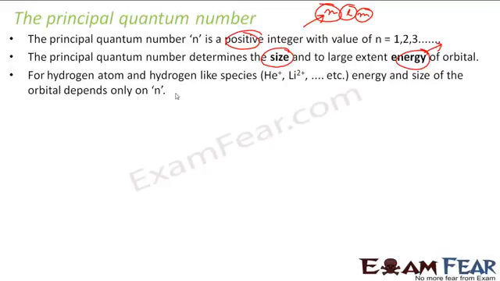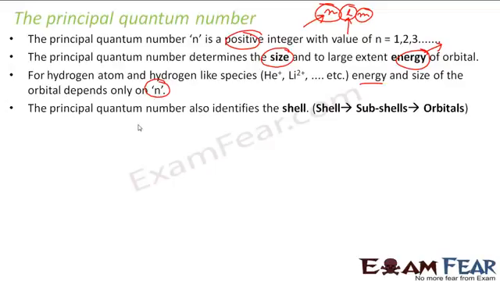For hydrogen and hydrogen-like species, energy and size depend only on n. Please note, this is only for hydrogen and hydrogen-like species, which have only one electron. So the energy and the size depend only on n, but for multi-electron atoms, energy depends on n plus l also, which we'll learn now.